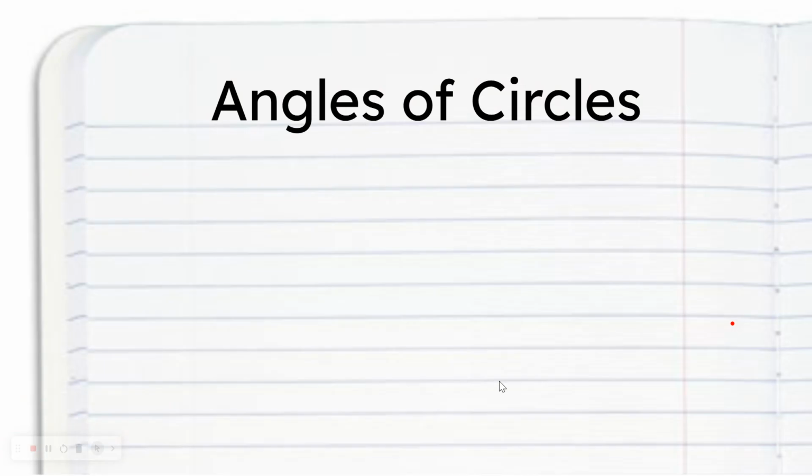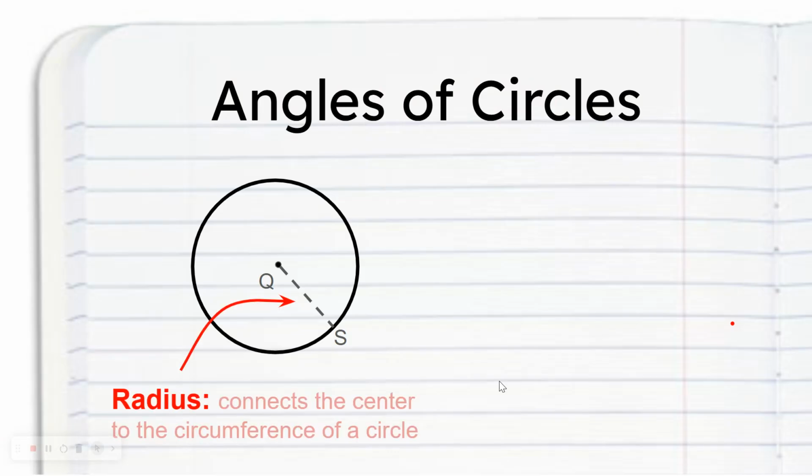If you can title your notes, Angles of Circles. And the first thing I want to go over is how do you name circles? So remember, you name it based on whatever we label the center point. So if I label the center point Q, this is called circle Q. This dashed line right here from Q to S that connects the center to the circumference or the edge of the circle is called the radius.